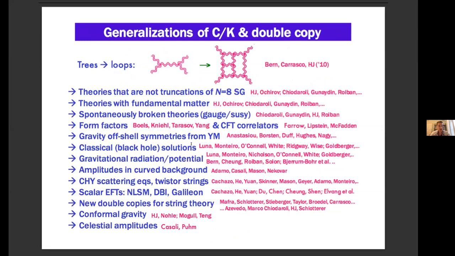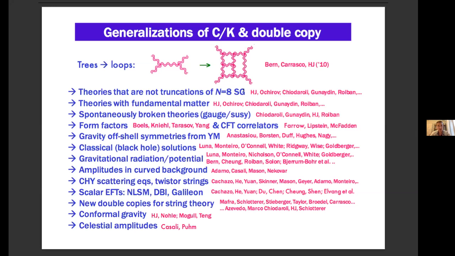I would say that the first one, which was a generalization of the original paper, was that we went from tree to loops. But another important generalization was that we started considering double copy theories which are not truncations of N=8 supergravity. That's important, because if we're just talking about N=8 supergravity and its truncations, then we're not doing more than what KLT originally did, right? Because from KLT, you can get anything which is a truncation of N=8 supergravity. But we have extended that.